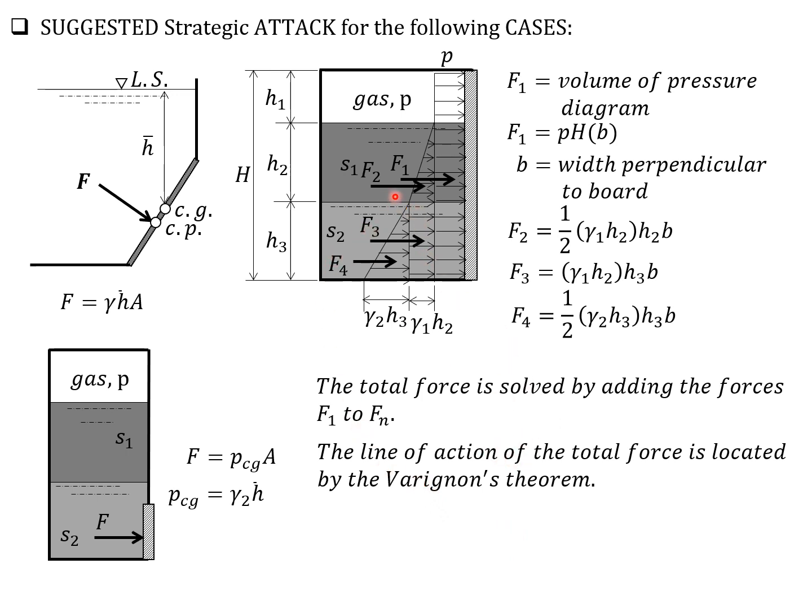So it may be located from the bottom or from the top. So you just use Varignon's theorem. That is, total force F times, let's say from the bottom, y bottom, is equal to F1 times the moment arm, or the distance of the centroid of F1, or this rectangular area, from the bottom, plus F2 times its distance from the bottom, plus F3 times its distance from the bottom, plus F4 times the distance of F4 from the bottom, and so on and so forth. So that's it.